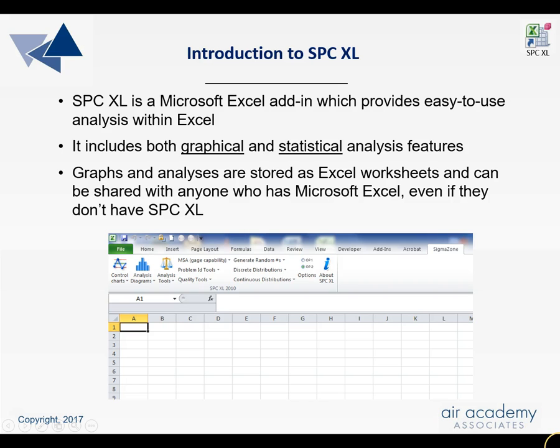So when you install SPC XL and you open it up, you will have a new menu item called Sigma Zone as part of the main menu for Microsoft Excel. And when you click on that, you will get what I will call the SPC XL main menu. Some people also call this the Sigma Zone ribbon. But this is your main menu. It is not complicated, and we're going to go to the software now to show you some of the capability within each of these main menu items. So let's go to the software right now and look at this live.